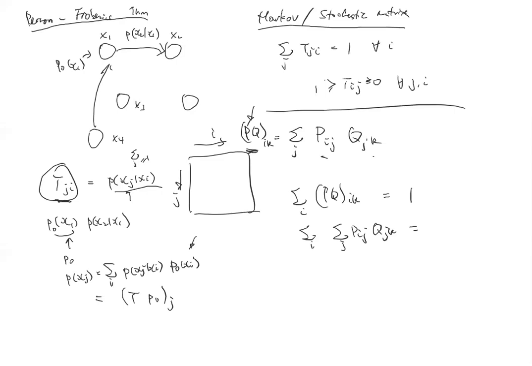And I can shift the order of these two summations. I can push this sum over i inside. These are now just numbers, so I can move them around. So I can have Q_jk first and P_ij, and because Q_jk does not depend on i, I can push the summation inside. Now if I sum over i for P_ij, because P is stochastic, I will get one. Then this is one multiplied by the sum over j of Q_jk, and Q is stochastic as well, so the sum over j is also one. So this eventually is just equal to one. Therefore this is true: P is stochastic, Q is stochastic, then the product is stochastic as well.